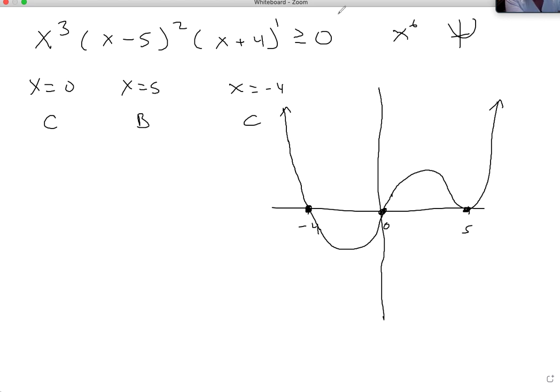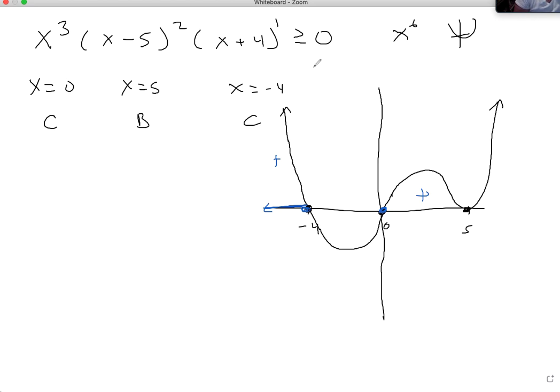And this says I want greater than or equal to 0. So that means I want the positive regions of the graph. So if you look right here, it's positive. So all of that would count. That's negative, so we don't want that part. We do want the zeros. This is positive. This is actually going to be continuous.